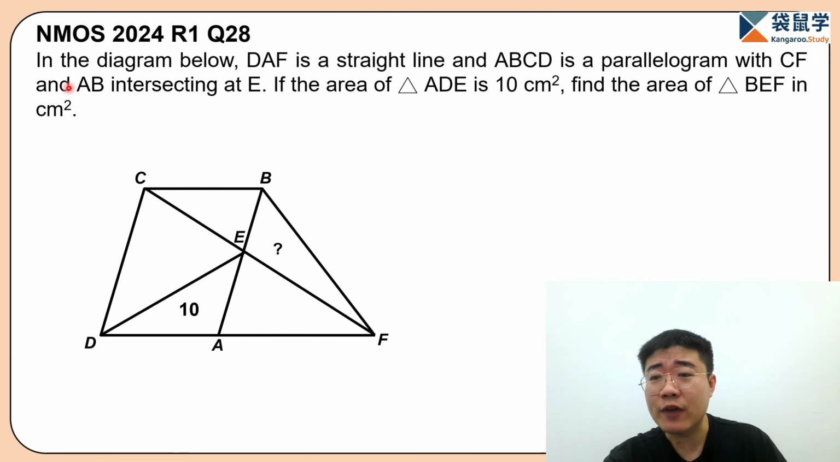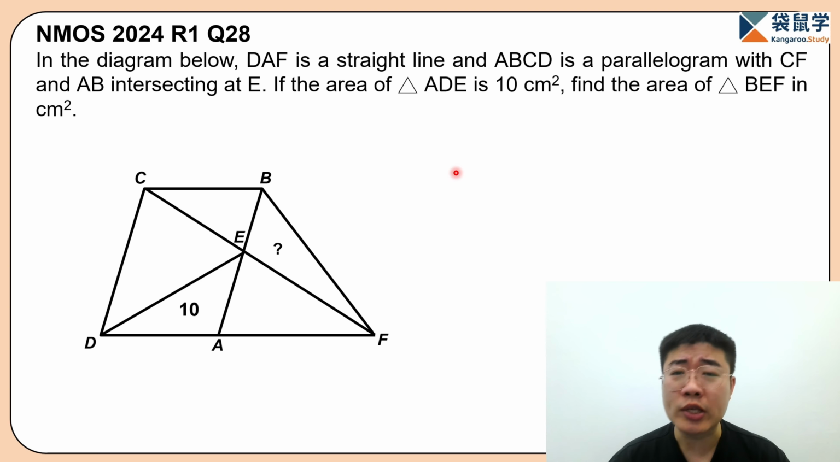So, CF and AB, they are intersecting at point E. So, let's check. The line CF is here, AB is here. The intersection point is E. Now, the area of the triangle ADE is 10 cm squared. ADE, this triangle is here. So they want us to find the area of the triangle BEF in cm squared. BEF is just one label with the question mark.